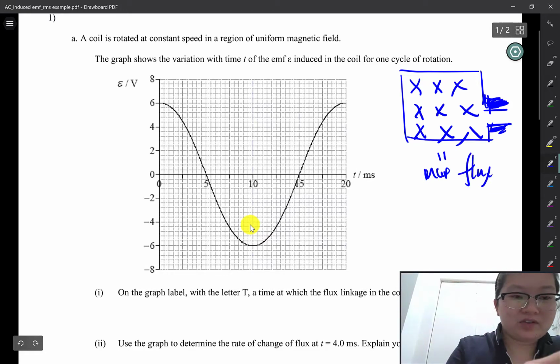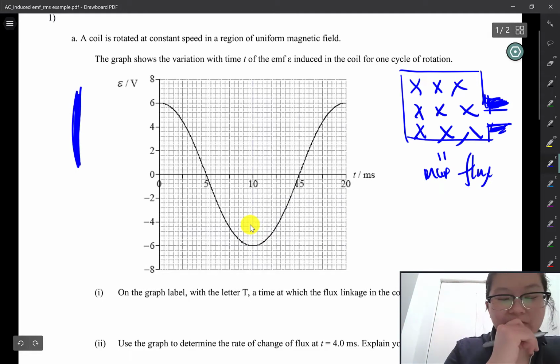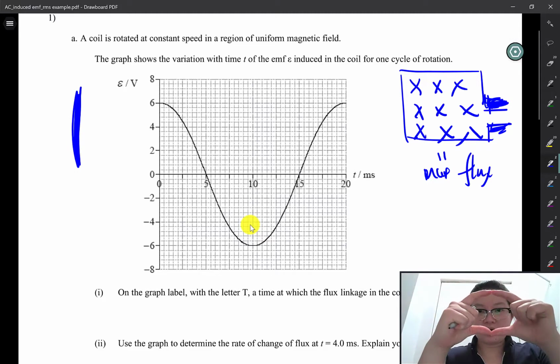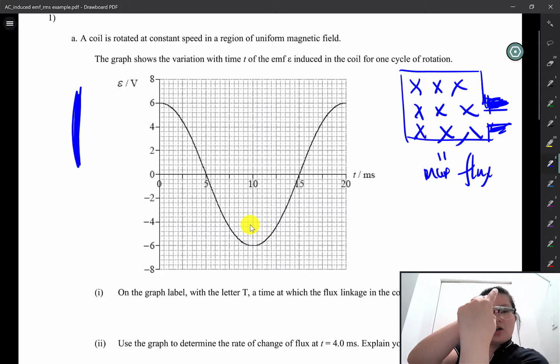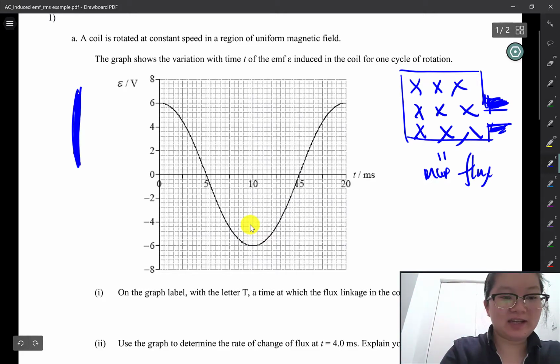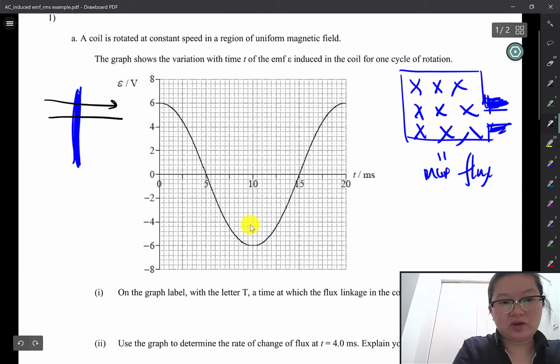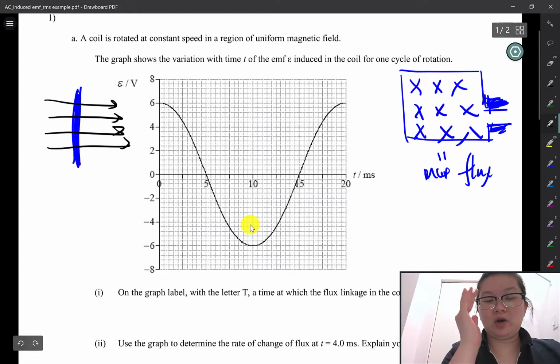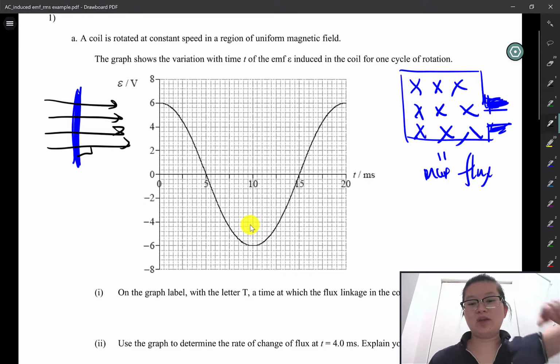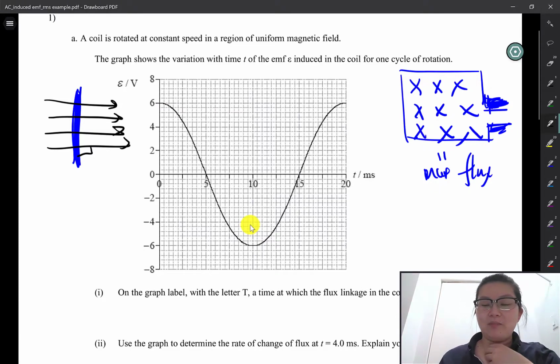Or if you think of it this way, imagine this is my loop of coil, and we're looking at it from a side angle, okay? If we're looking at it from a side angle, then all of the magnetic field lines will be going through it, so that the plane of my coil is perpendicular to my magnetic field. So that's when the flux linkage is a maximum.